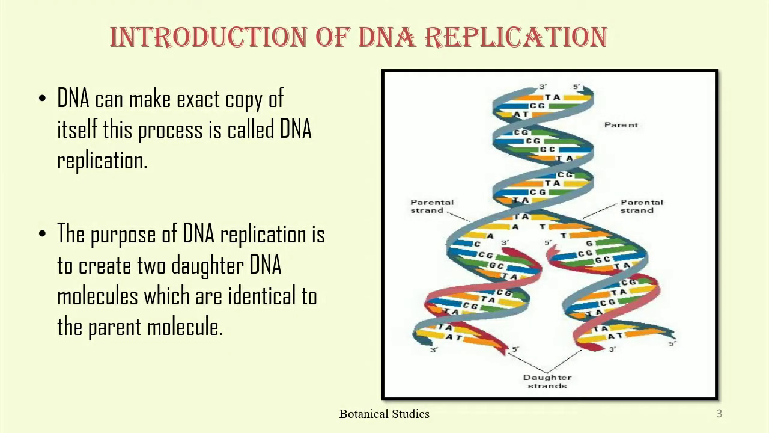One of the most important properties of DNA is that it can make an exact copy of itself. This process is called replication and it is the basis of our life. The two strands of the DNA helix are united by hydrogen bonds between the purine and pyrimidine base pairs. When the hydrogen bonds break, the two strands separate and unwind.